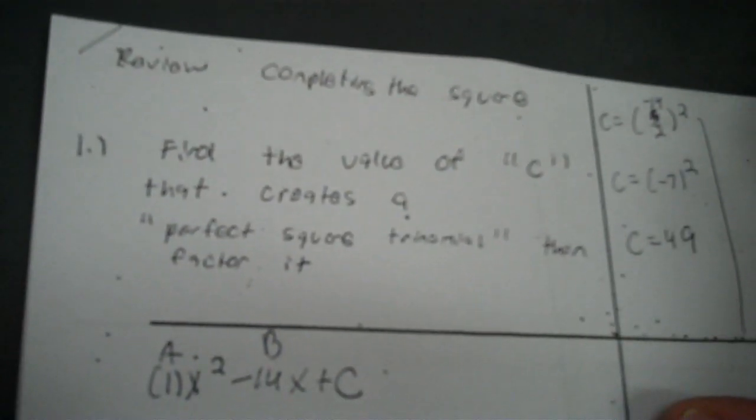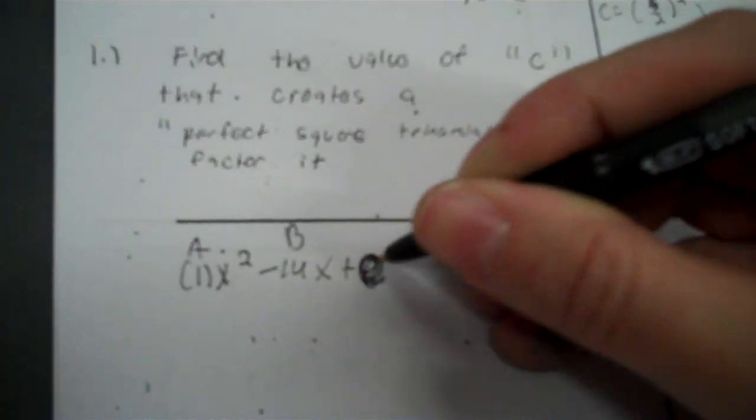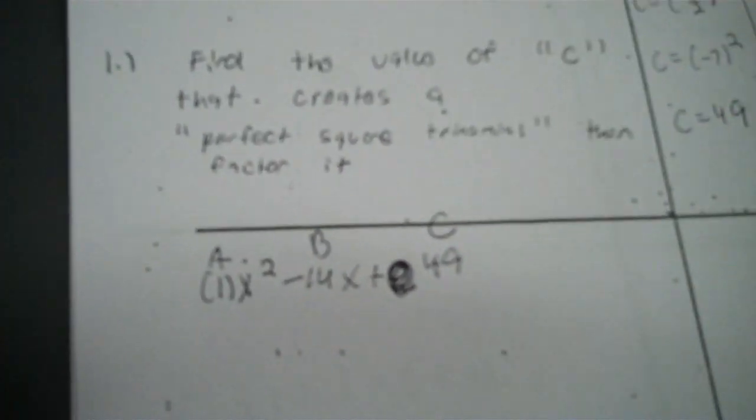And then we take negative 7 to the second power. That's not negative 49. Anything to the second power is positive. Anything times itself is positive, okay? I don't care if your calculator says negative 49. That's because you're not punching it in right. Okay, so C is 49. And then we got to go factor it.